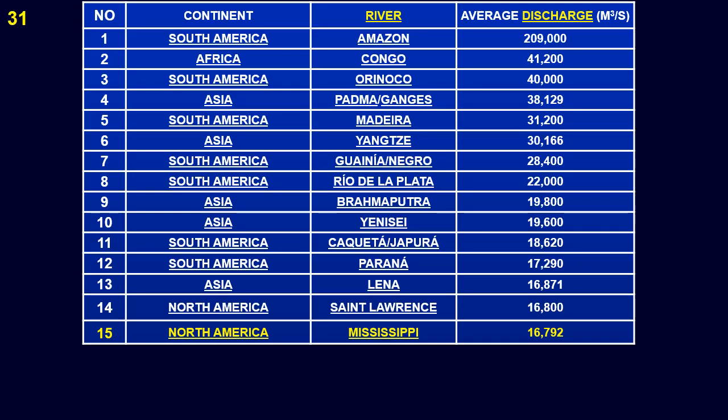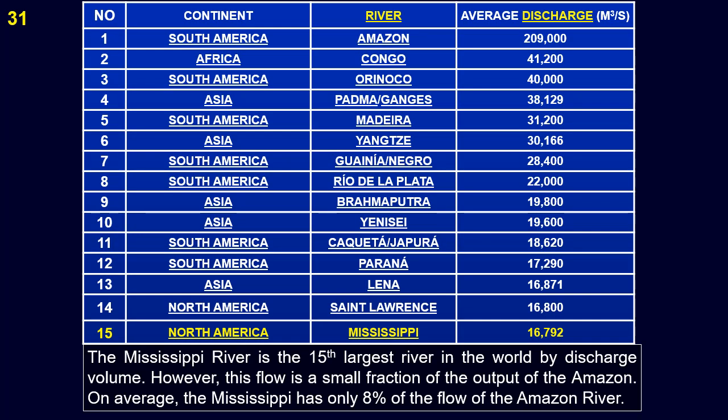The Mississippi River is the 15th largest river in the world by discharge volume. However, this flow is a small fraction of the output of the Amazon. On average, the Mississippi has only 8% of the flow of the Amazon River.